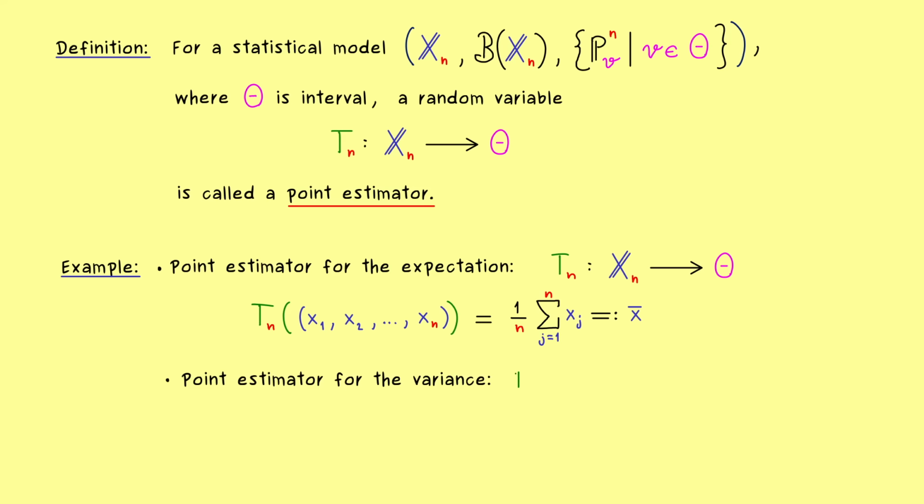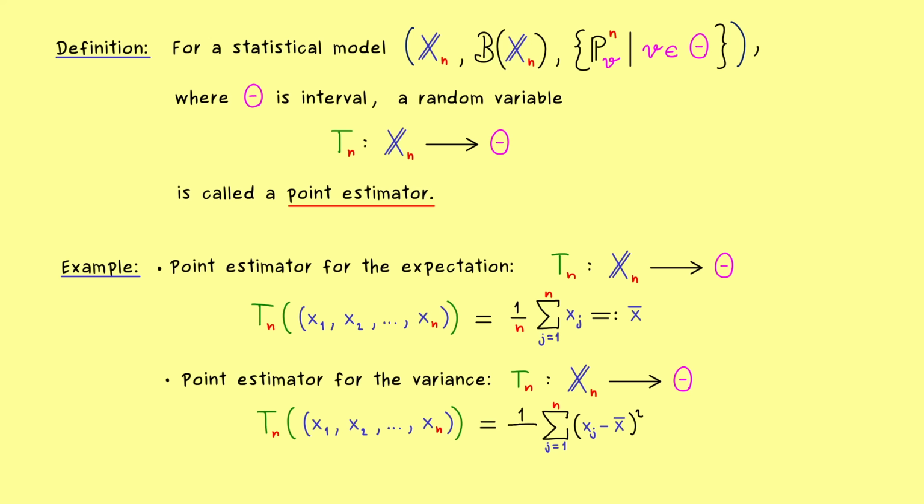In that case, we get a point estimator for the variance. And also this one, we already know, it's just the sample variance. Which simply means that we have to look at the square deviations from the sample mean. Hence we have xj minus x bar squared. And then as before, we just have the sum from 1 to n. However, now what happens is that we divide this by n minus 1.